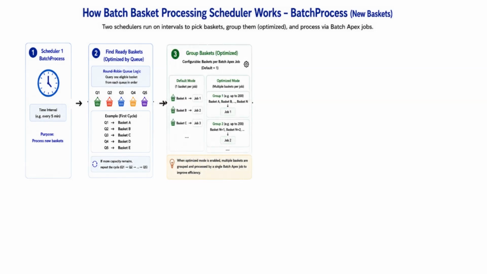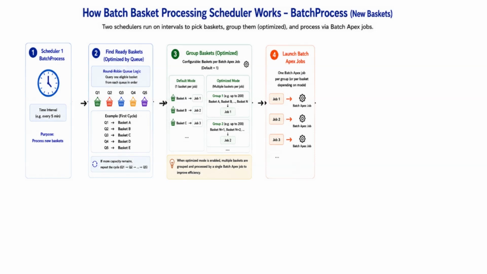Step 3. Group baskets, optimized. After all eligible baskets have been selected, the scheduler groups them for processing based on the configured settings. In default mode, each basket is assigned to its own batch apex job, meaning one basket creates one job. In optimized mode, multiple baskets are grouped together into a single batch apex job. For example, if the configuration is set to process up to 200 baskets per job, the scheduler groups those baskets together before creating the batch apex job. This optimization significantly reduces the number of batch apex jobs, improves processing efficiency, and increases overall system scalability.